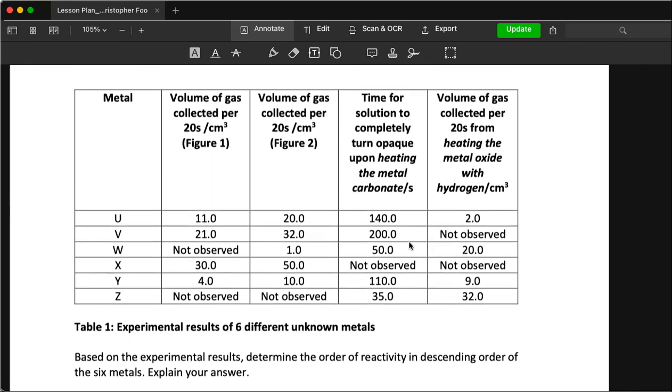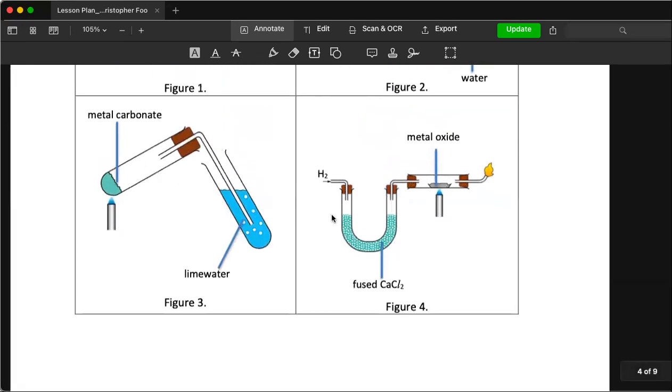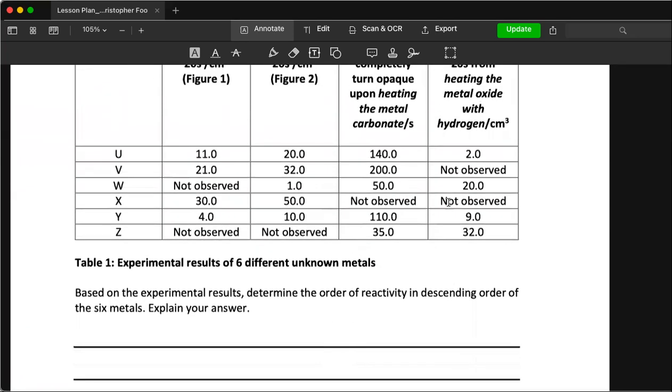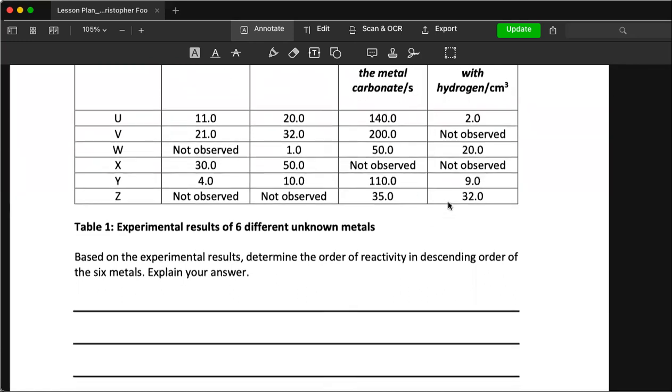Now it's obvious that W has some gas collected, so it should be the more reactive metal than Z. Then as for the third experiment, about the decomposition of the carbonates, students are supposed to infer that if the metal is more reactive, then the carbonate should be more thermally stable. So it's more difficult to decompose upon heating, and the time taken will be longer for the more reactive one. You can see that it's not even observed for X, but for the least reactive metal, Z, it takes the shortest time for the solution to turn opaque. The same set of results is observed for experiment 4. So they are supposed to use the available data to justify their answer as best as they could.